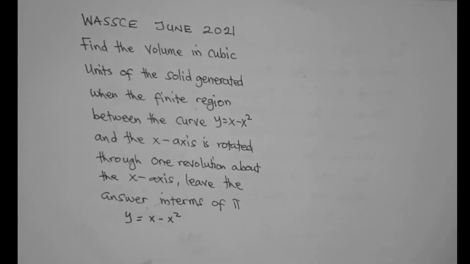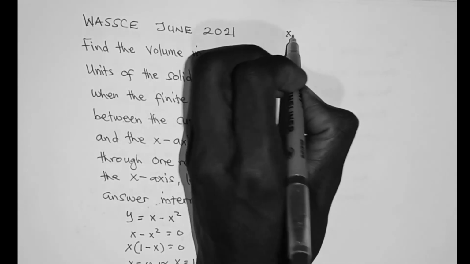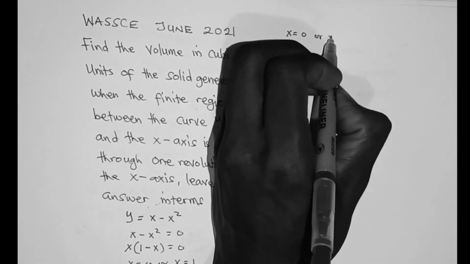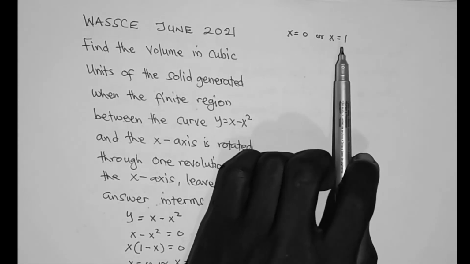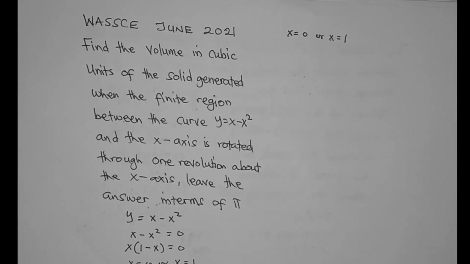So let's find the x-intercept. For the x-intercept, y is equal to 0. So therefore, x minus x squared is equal to 0. Let's factorize x out of this portion. So x times 1 minus x equals 0. So the values of x are x equals 0 or x equals 1. And therefore the lower limit is 0 and the upper limit is 1.